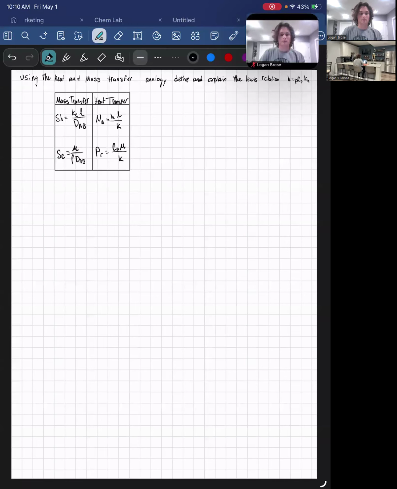Holding in progress. So this is homework 5, part A. For the first part of this video, we're going to be using heat and mass transfer analogy to derive and explain the Lewis relation. And we can do that using a couple of different equations here.